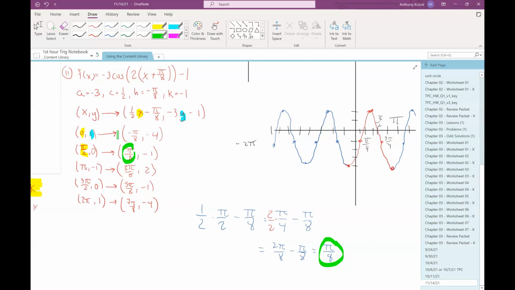I stopped actually plugging anything in after the second one because you know what's going on. There's always going to be a pattern. They're always going to be equally spaced. So once you figure out what that equal increment is, you can just fill in the rest. Does that feel okay? Yeah.